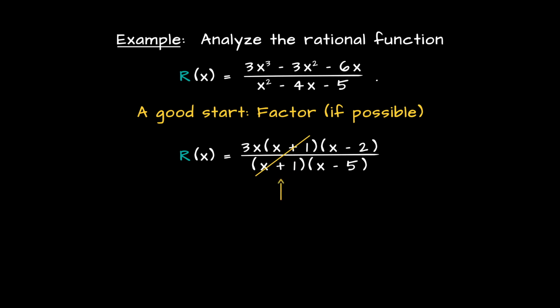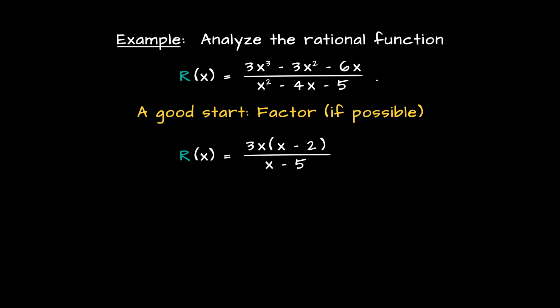But be careful, because the rational function is not defined at x equals negative 1, right? The value of x that makes that factor equal to 0. Rather, the rational function will have a removable singularity, or hole, at x equals negative 1. It's not defined there because it makes both the numerator and denominator of the rational function equal to 0, and 0 over 0 is simply undefined. So this common factor gives us a removable singularity at x equals negative 1.